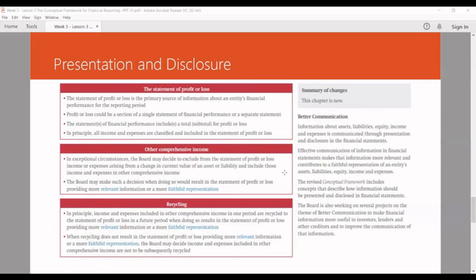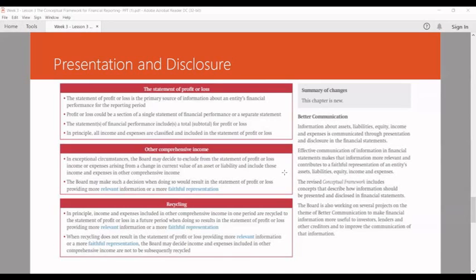As for other comprehensive income, in exceptional circumstances, the board may decide to exclude from the statement of profit or loss income or expenses arising from a change in the current value of an asset or liability and include those income and expenses in other comprehensive income. The board may make such a decision when doing so would result in the statement of profit or loss providing more relevant information or a more faithful representation.